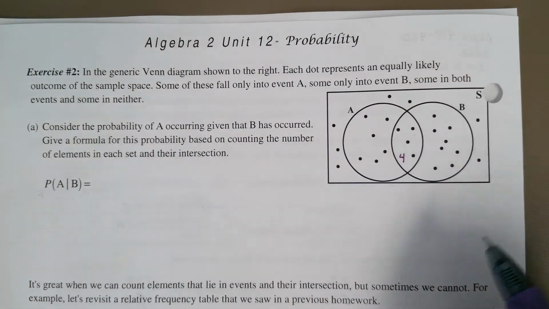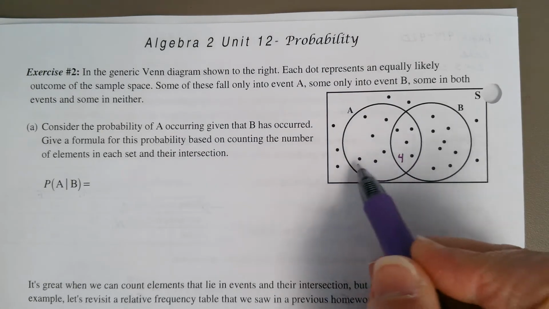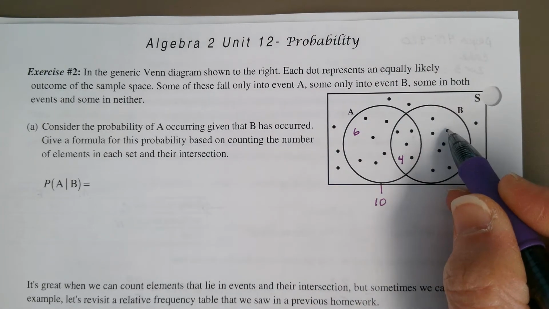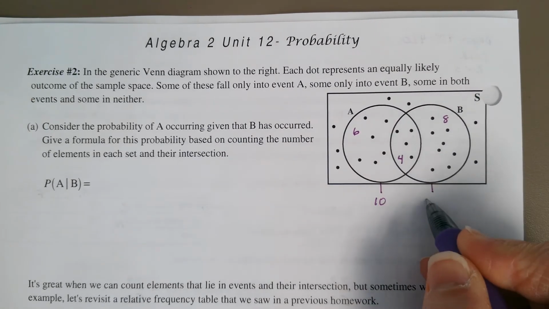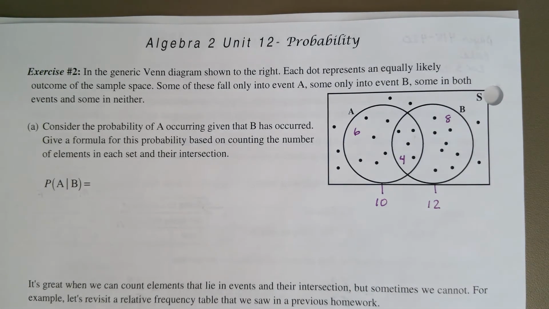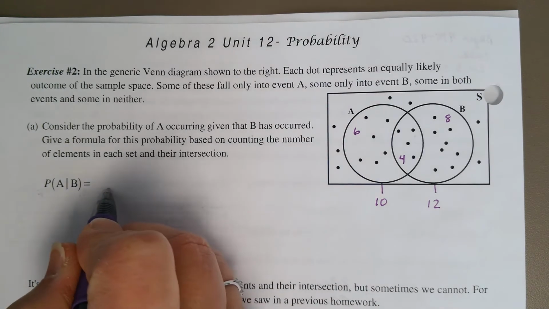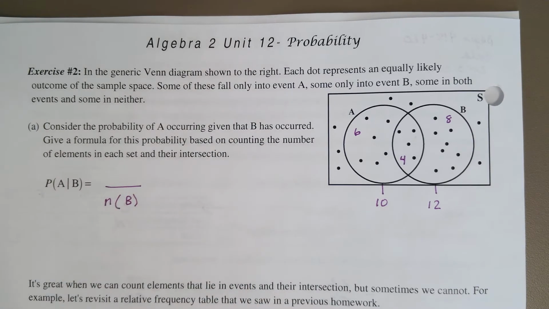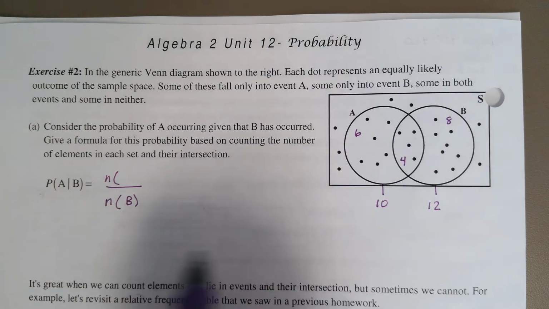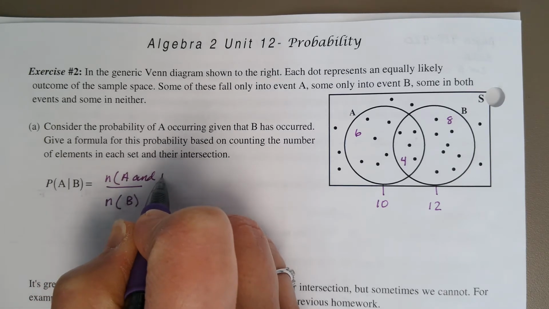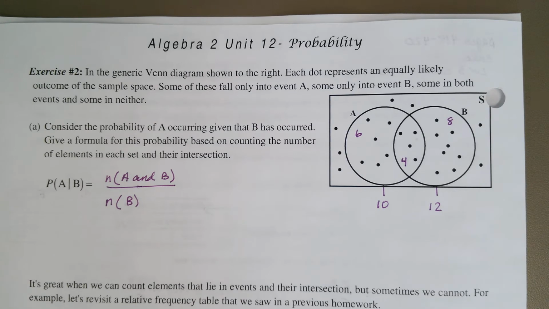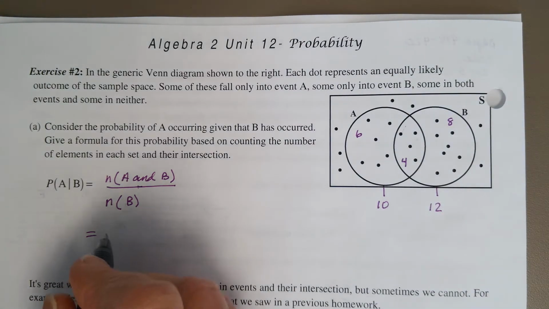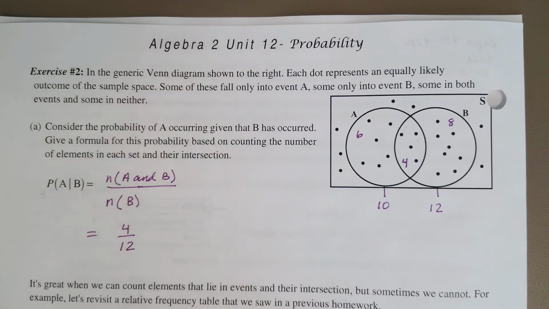Okay, so their intersection is 4. 2, 4, inside here is 6, so that's a total of 10 for set A. And 2, 4, 6, 8, for a total of 12 for set B. The probability of A given B would be, well, our denominator would be the number, lowercase n for number, in set B, and the numerator would be the number in the intersection of A and B. And remember, this is our intersection. This is A and B for 12s.